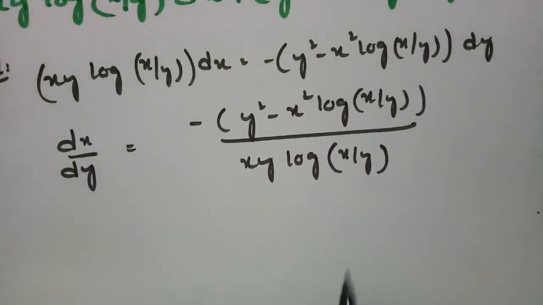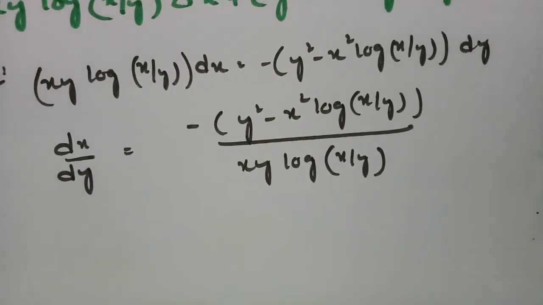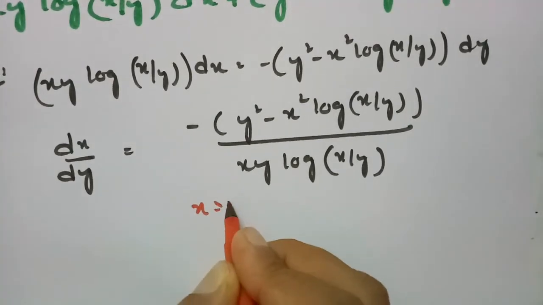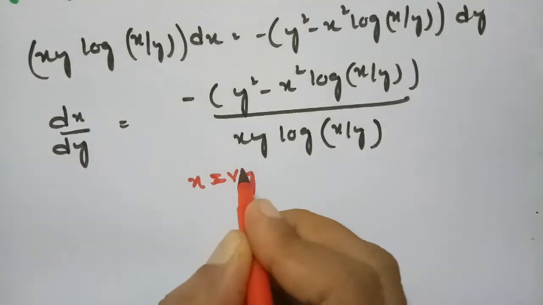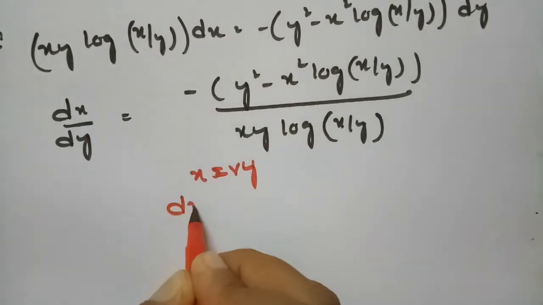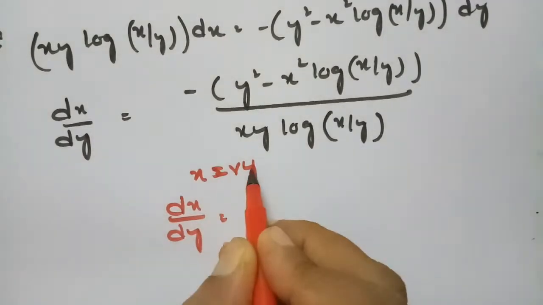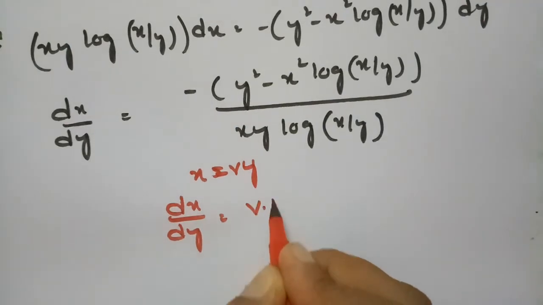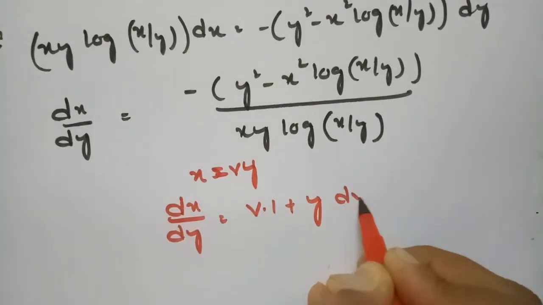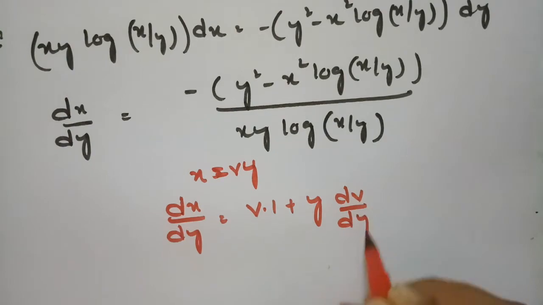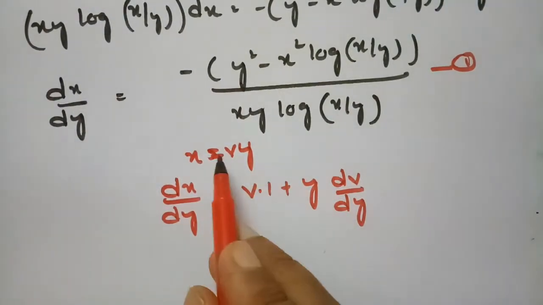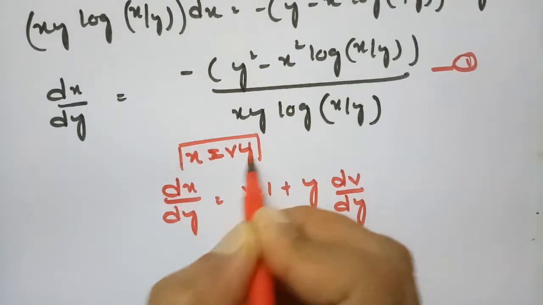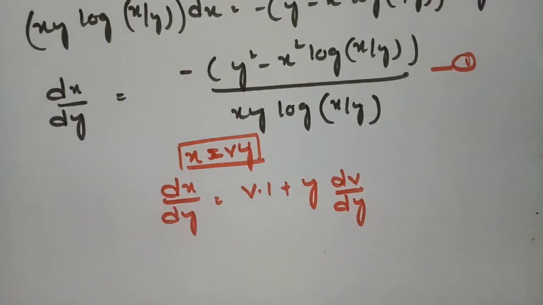Now I have to break this fraction. So I am keeping x is equal to vy. If I keep x is equal to vy and differentiate both sides with respect to y, this will be dx by dy is equal to, for y it is 1, and if I leave y, for v it is dv by dy. So this is equation 1.